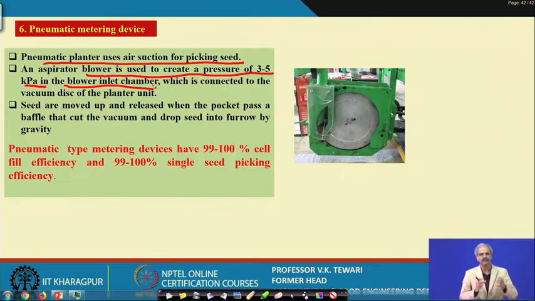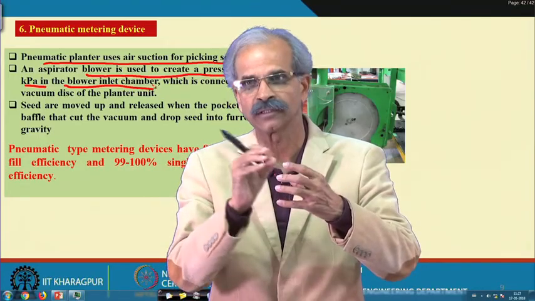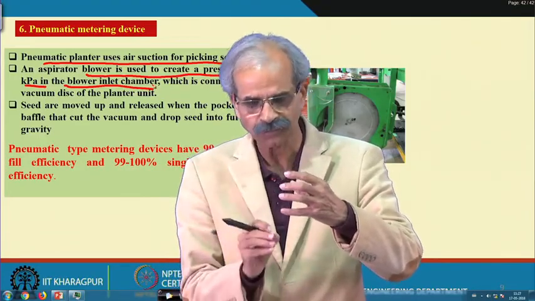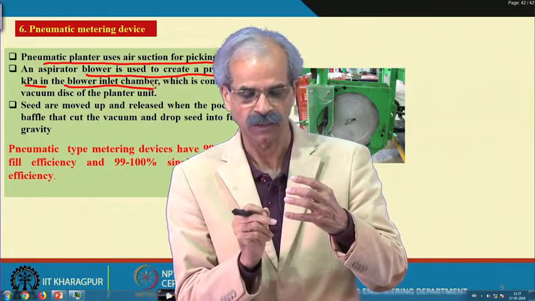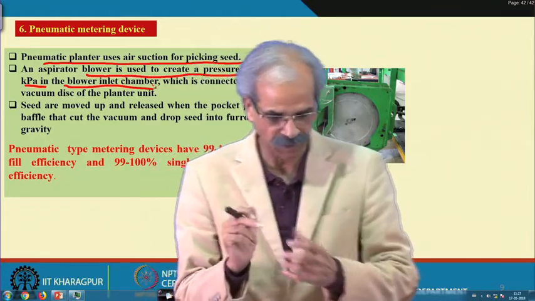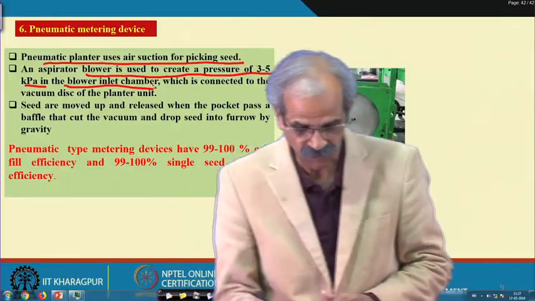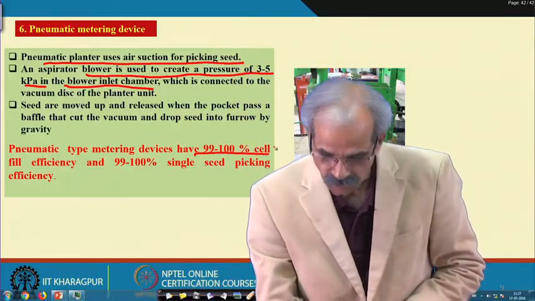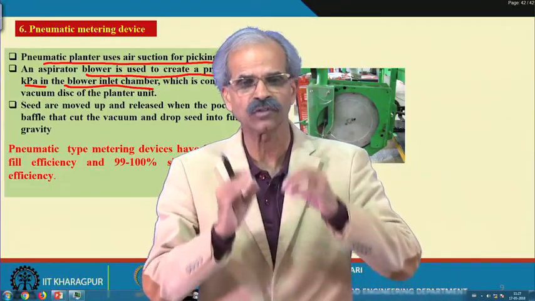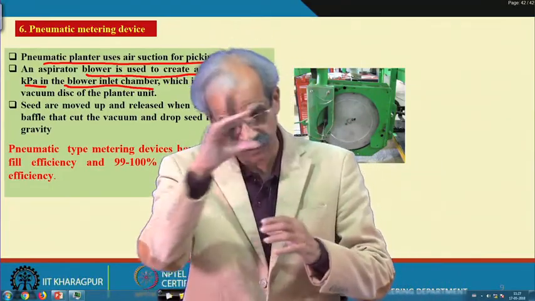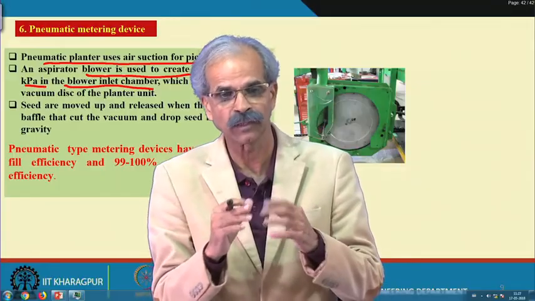It is connected in such a way that when the seed comes to a particular location, it is attached because of the vacuum, and when the seed is moving to one location, it can cut off the vacuum, and then the seed will fall. Here the beauty is that this device will give you 99 to 100% cell fill. That means all the cells in the seed metering device will be filled up, and there will not be any missing.